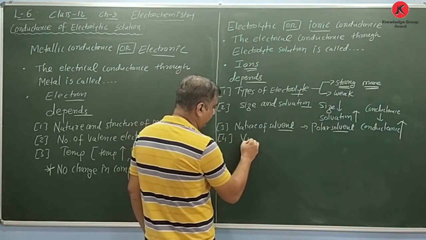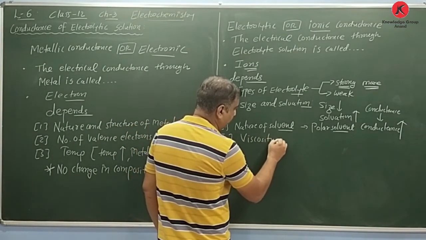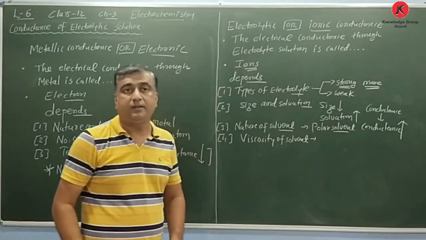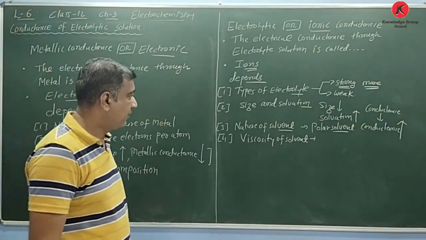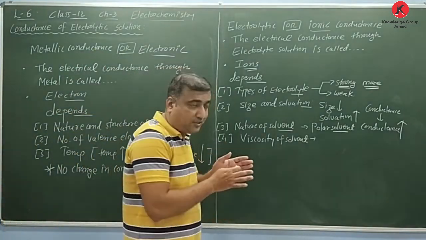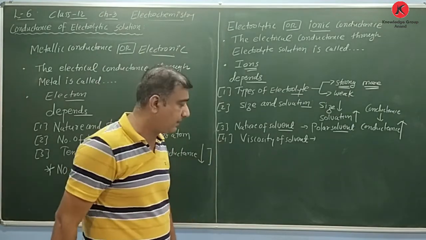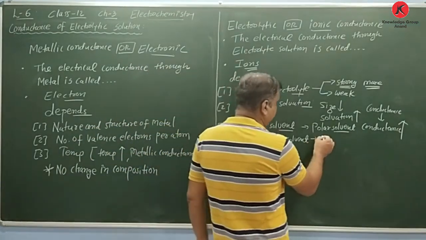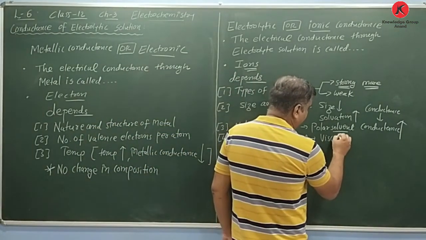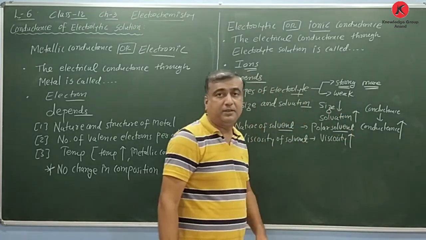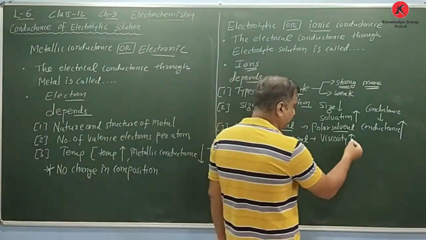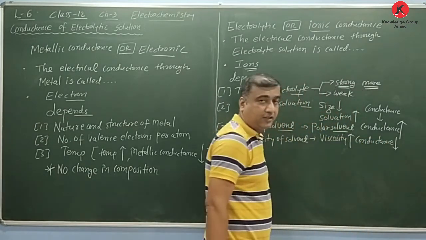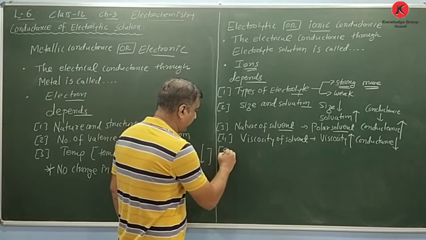The fourth one is the viscosity of a solvent. Obviously, the more the viscosity of solvent, the ions have resistance to move for the conduction of electricity. That means obviously conductance decreases. That means as viscosity increases, for a solvent having a higher value of viscosity, the value of conductance decreases.